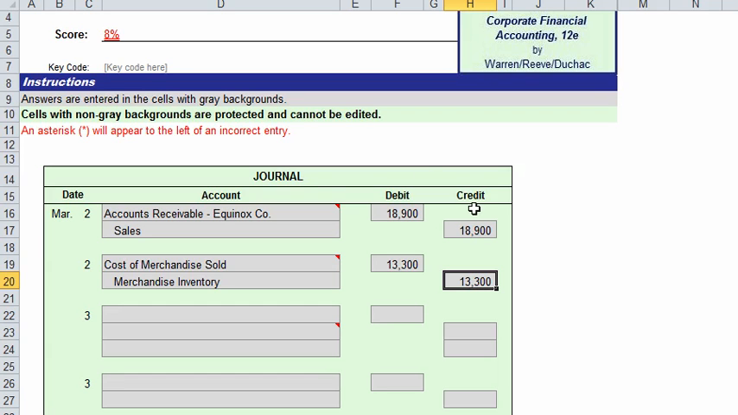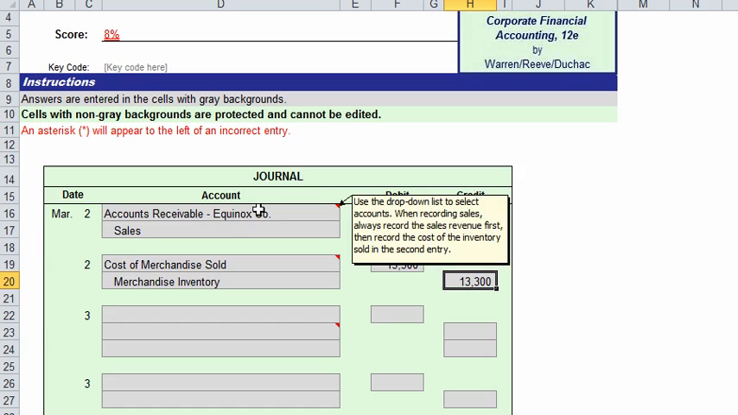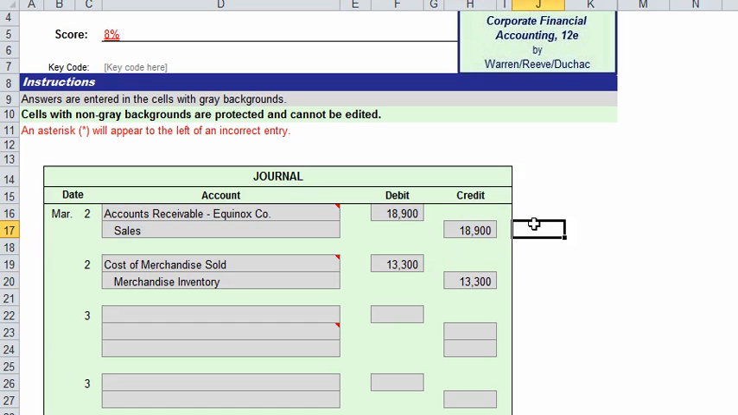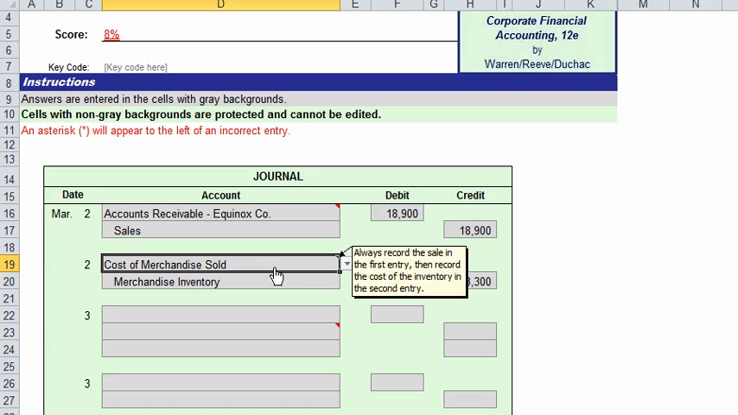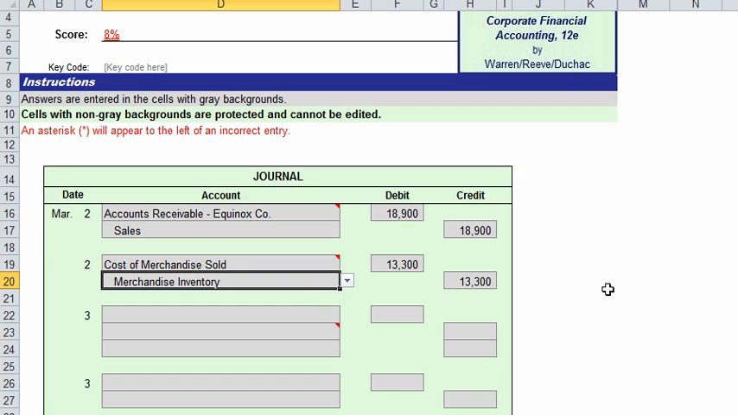We'll have to make two entries every time we make a sale, you guys. The first entry records the sale itself. That's this entry. The second entry records the increase in cost of merchandise sold and the decrease in inventory.